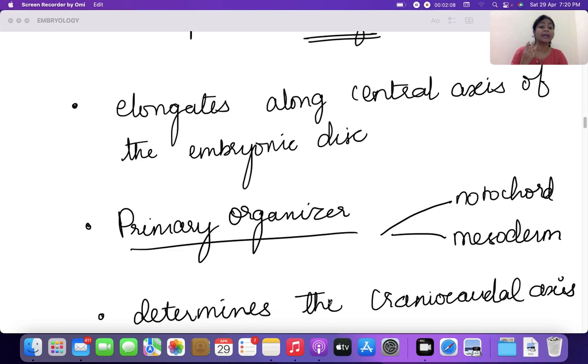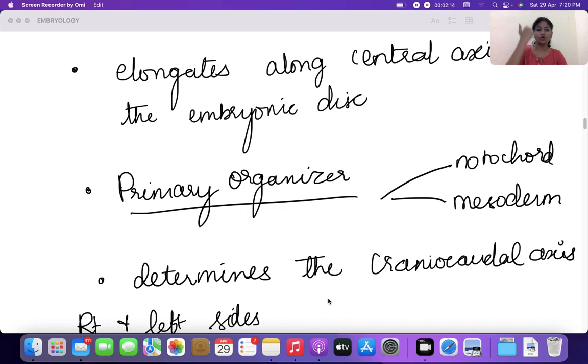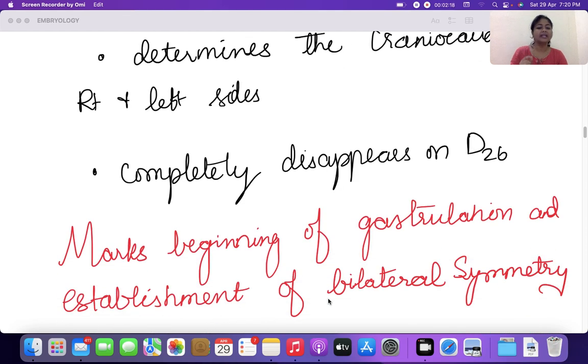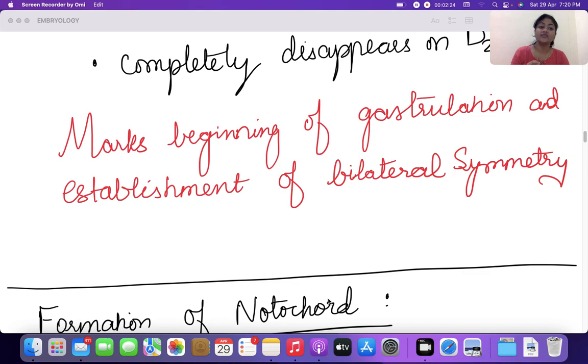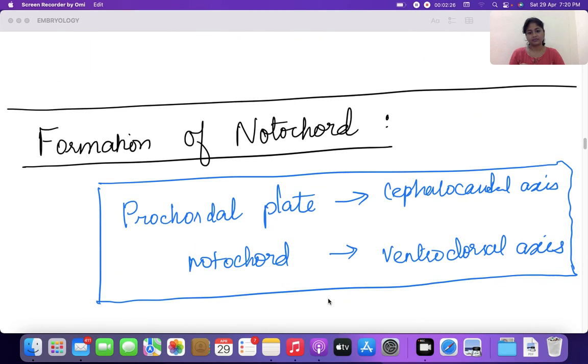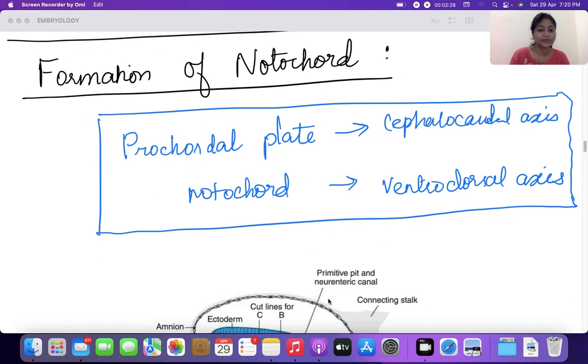This is called a primary organizer because it gives rise to notochord and mesoderm. And this determines the craniocaudal axis and the right and left symmetry. It completely disappears on day 26, so it is a transient structure and it marks the beginning of gastrulation. Second, we go to the formation of the notochord. If the procaudal plate is for the cephalocaudal axis, the notochord is for the ventrodorsal axis.